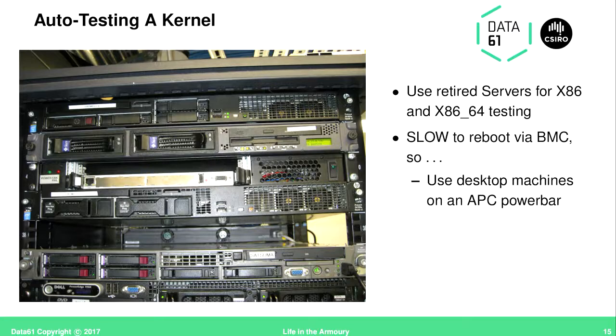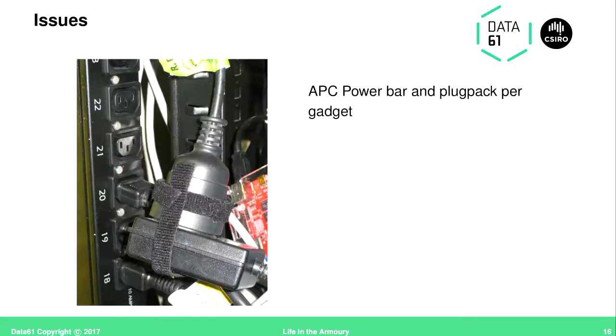So what we've done now is, instead of that, use desktop machines on an APC power bar, which you can control via telnet or SNMP to turn on and off the various ports. The typical desktop machine can boot in about a minute and a half. So, that's pretty nice. But what about all those ARM boards? We started out by using the same APC power bar and a plug pack per gadget that we had plugged in. Right? That sounds like it works, right?